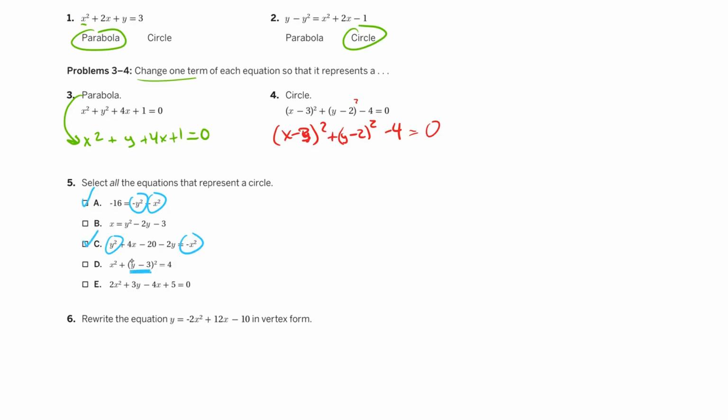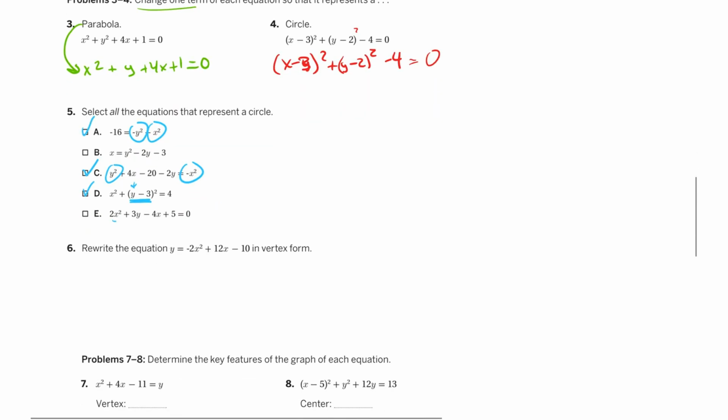When I expand this, it doesn't look like it's squared now, but if I do y minus 3 times y minus 3, that first term, y times y, becomes y squared. So that would also end up being a circle. Whereas this last one, only the x values are squared. And so our answers that would be circles are just A, C, and D.